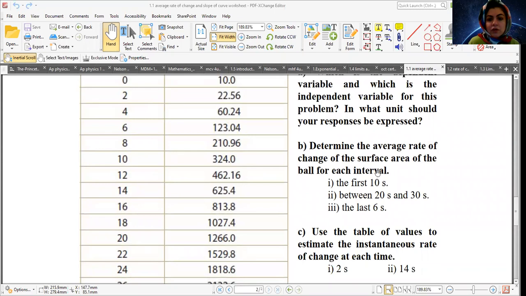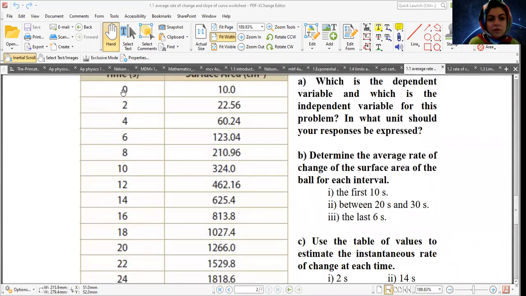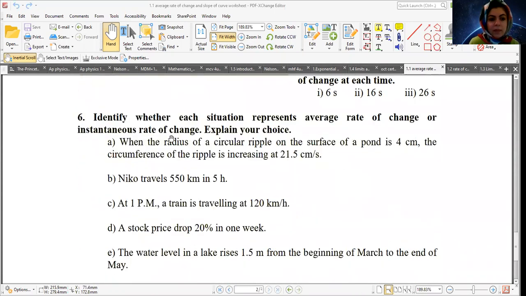So the summary: average rate of change for the first 10 seconds. So from 0 to 10 seconds, you just find the slope between that. It's very easy. For instantaneous rate of change, again, you need to use the mean value theorem. Identify if in this situation it is instantaneous rate of change or average rate of change. So let's just do the first two.